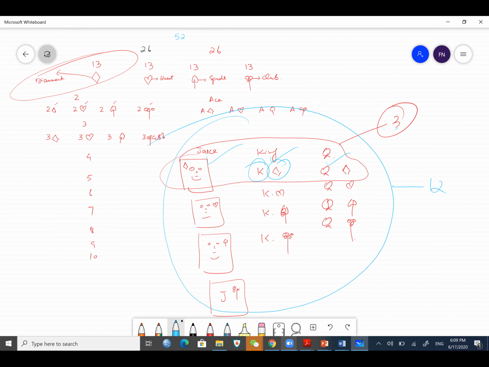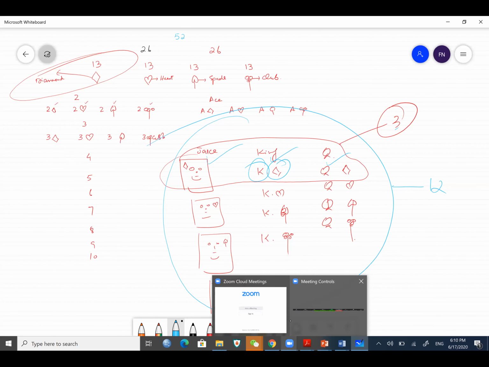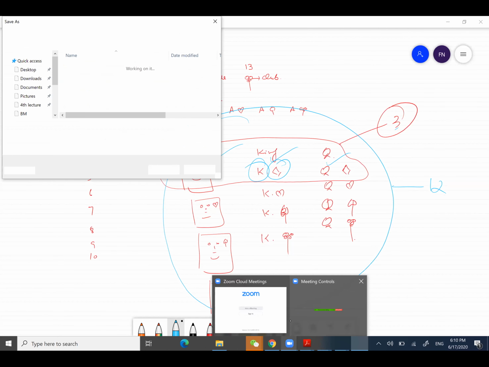So jack, king, and queen are all face cards, right? All of them are face cards, or sometimes we call them picture cards. Is that clear? Okay. Any other question? If you have any other question, just go ahead.